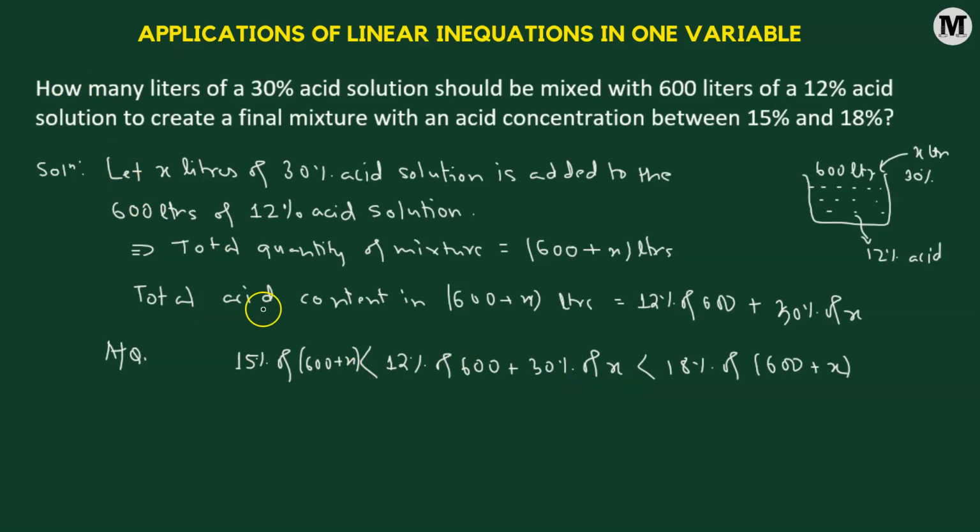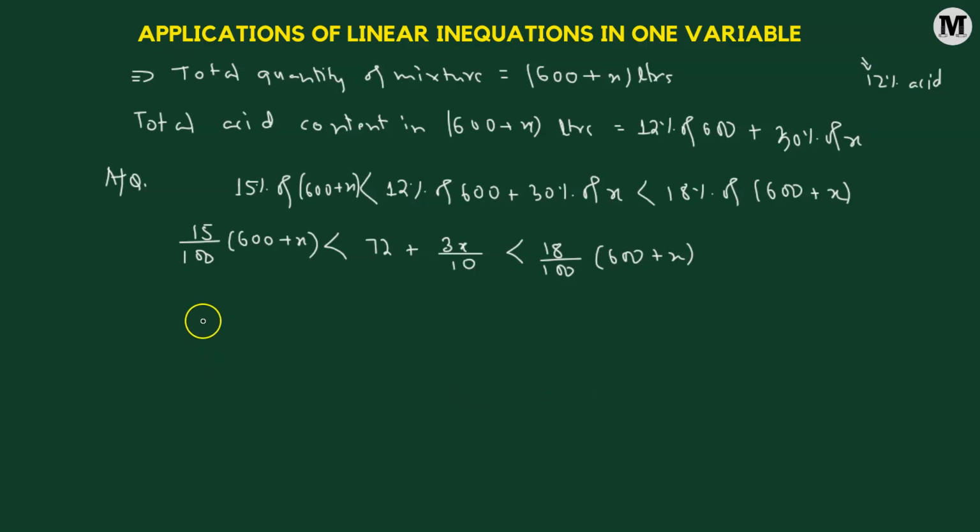Okay, let us begin. Now 15% of 600 plus X, so that's 15 over 100 multiplied by 600 plus X. This is going to be less than 12% of 600, so 12 over 100 times 600, that's 72, added to 30% of X, which is 3X over 10. This is going to be less than 18% of 600 plus X, so we have 18 over 100 times 600 plus X. Now let's do one thing. Let's multiply throughout by 100, such that we have 15 multiplied by 600 plus X less than 7200 plus 30X less than 18 multiplied by 600 plus X.